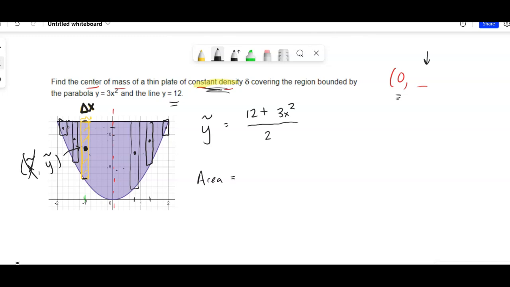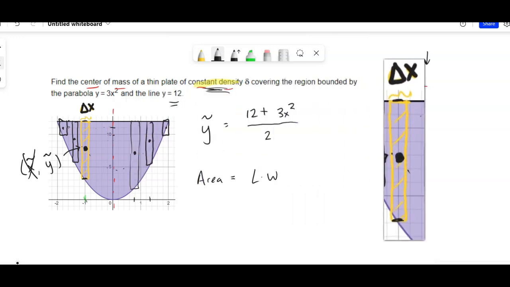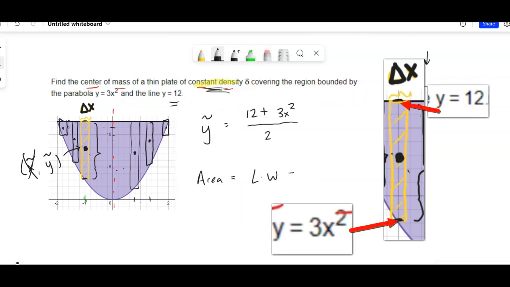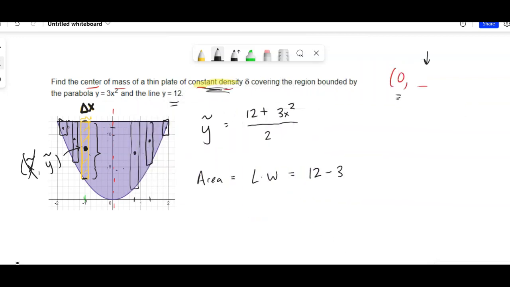So the area is length times width, right? So the length is how long is this? Like we talked about in the previous videos, we can get that via subtraction. It's the 12 up top minus that function on the bottom, the 3x squared. All right, and then what's the width? The width is delta x.